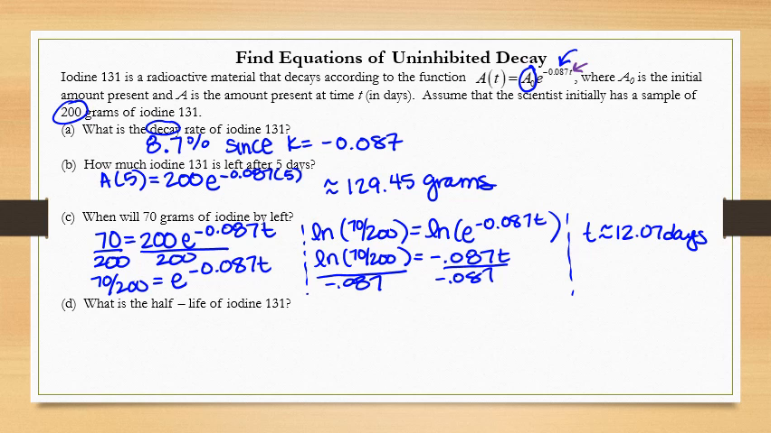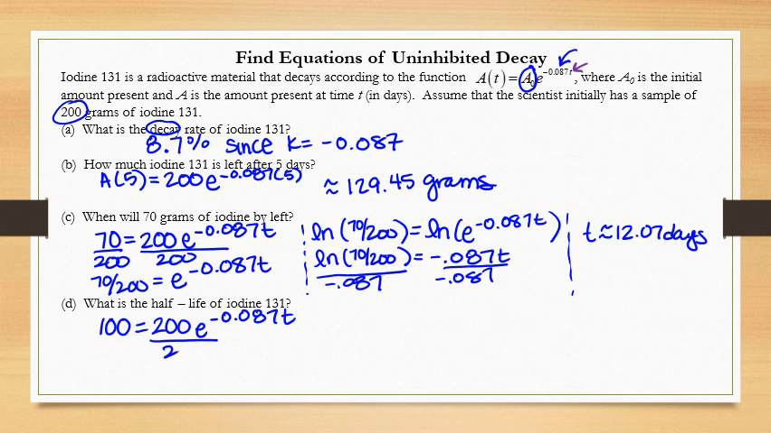What is the half-life of iodine-131? So half-life means how long does it take for this decay or bacteria or material to go from the initial amount to half of the initial amount. So our initial amount is 200 grams. So my end amount, if I'm looking for the half-life, is going to be half of that, which is 100. And I'm solving for the amount of time it takes for it to reach half of that initial amount. So I'm solving for t.